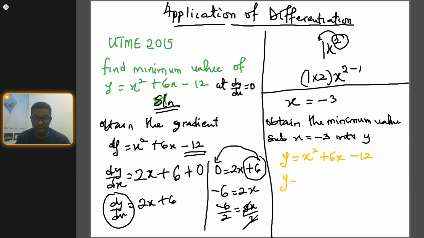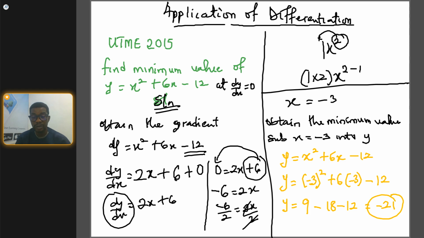That will give you y equals minus 3 in bracket, squared, plus 6 times minus 3 in bracket, then minus 12. Minus 3 squared is going to be 9. And 6 multiplied by minus 3 is minus 18, minus 12. Simplifying this, we get y equals minus 21.